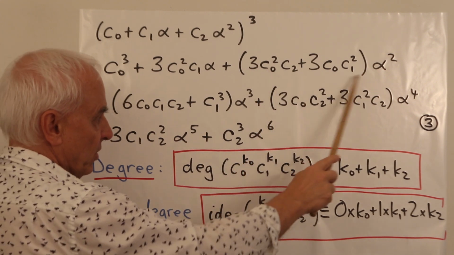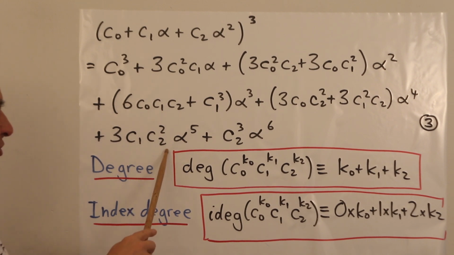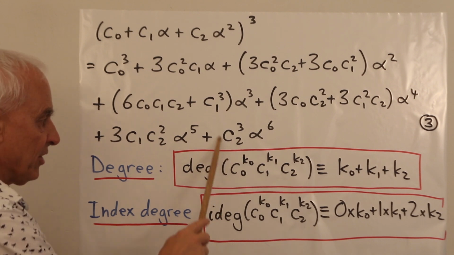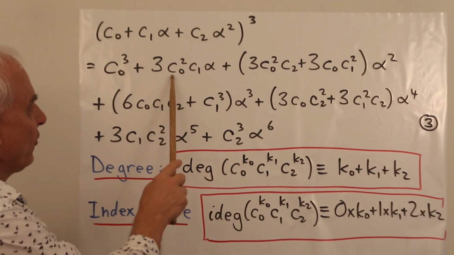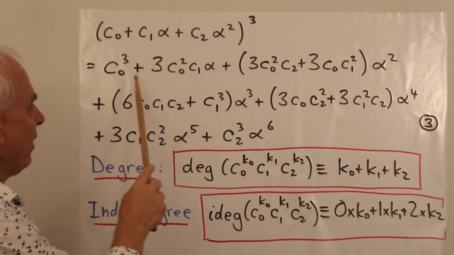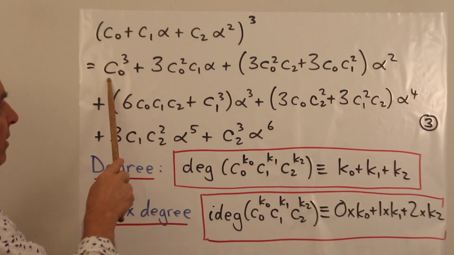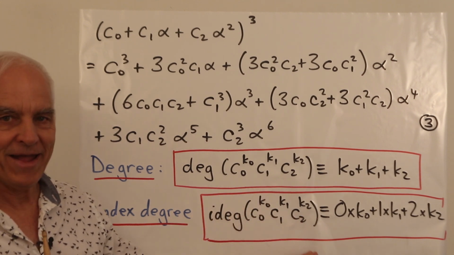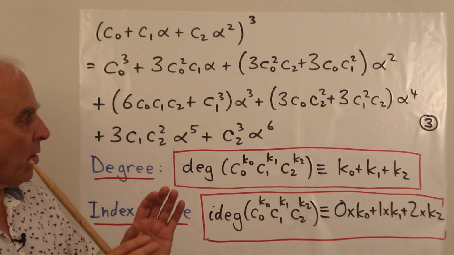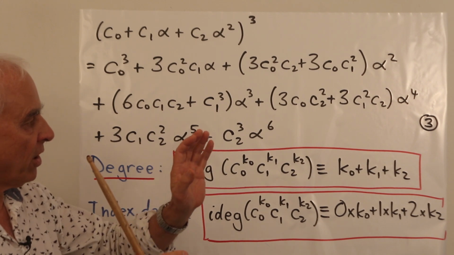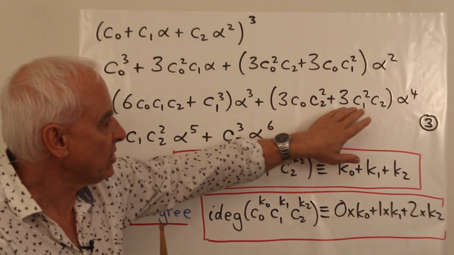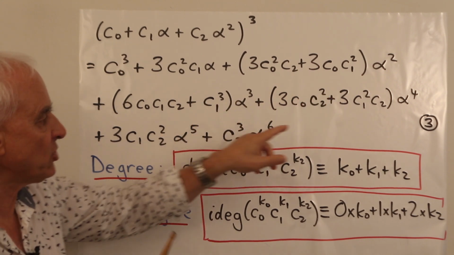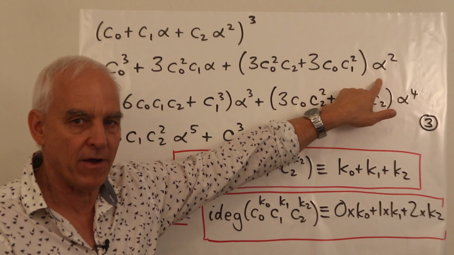These ones have index degree 2. This one has index degree 5 because 1 plus 4 is 5. And this one has index degree 6. And this one here has index degree 1. And this one has index degree 0. So you see that it's the index degree that tells you which of these various terms in the usual trinomial expression get attached to which powers of alpha.